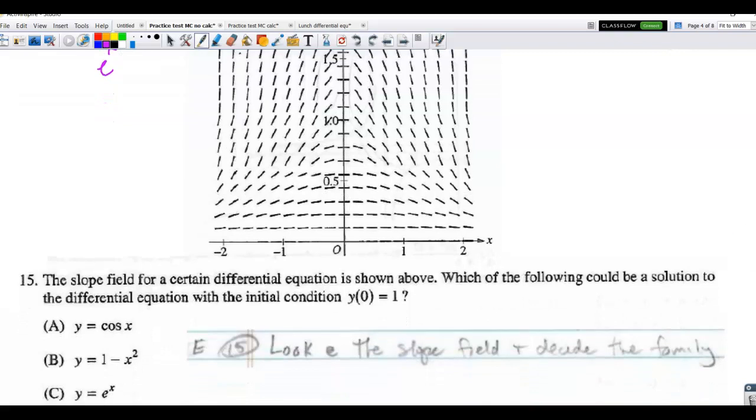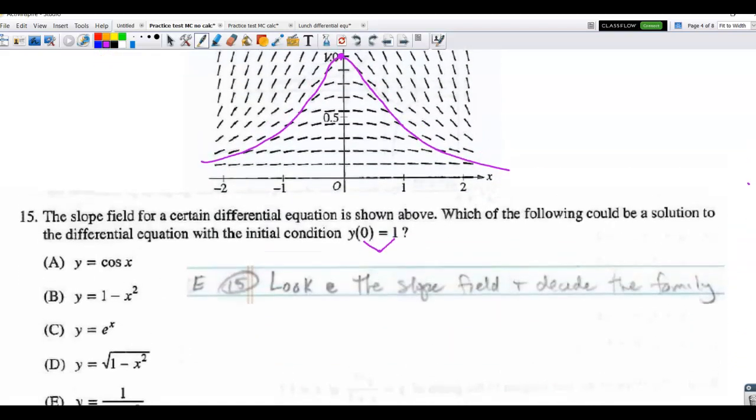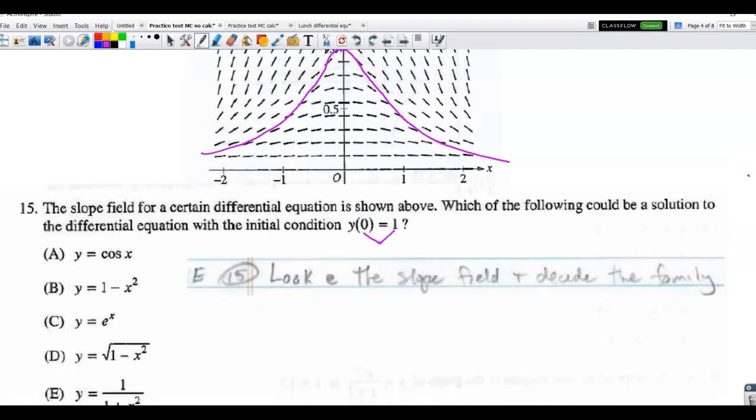In number 15, the slope field for a certain differential equation is shown above. Which of the following could be a solution to the differential equation with the initial condition (0, 1)? So it might be wise to actually come up here and draw your solution curve. And hopefully you can see that the solution looks like that, and it looks like that. So we're looking for a function that produces a graph that looks like that. Now, oops, let me slide this down. Okay, I can get that in there.